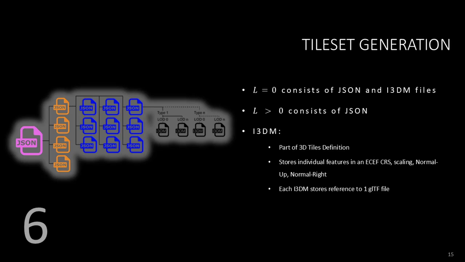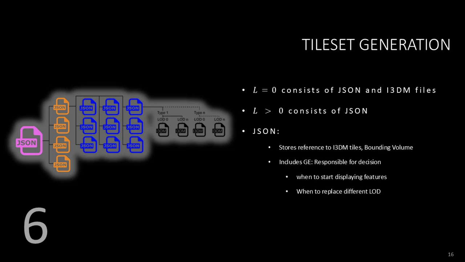At every higher level than that, the files only consist of JSON files, since we don't have any models at the higher levels. A JSON file stores a reference either to an i3dm file or to another JSON file, and each of those references has a bounding volume that controls the visualization. In addition to the bounding volumes, each of those files also has a geometric error.